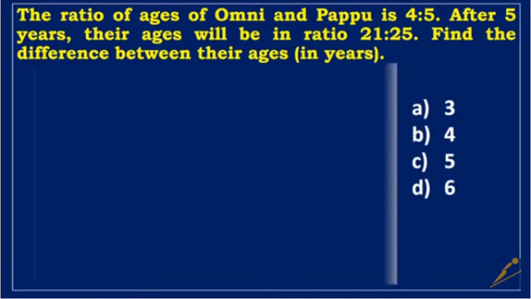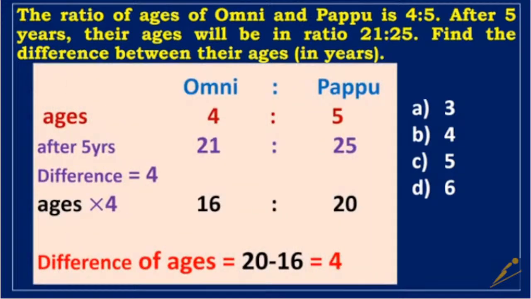The ratio of their ages before 5 years is 4:5, and after 5 years, it becomes 21:25. The difference between 21 and 25 is 4. Multiplying the ratio of their ages before 5 years by 4, we get 16:20. Therefore, the difference in their ages is 20 minus 16, which is 4.